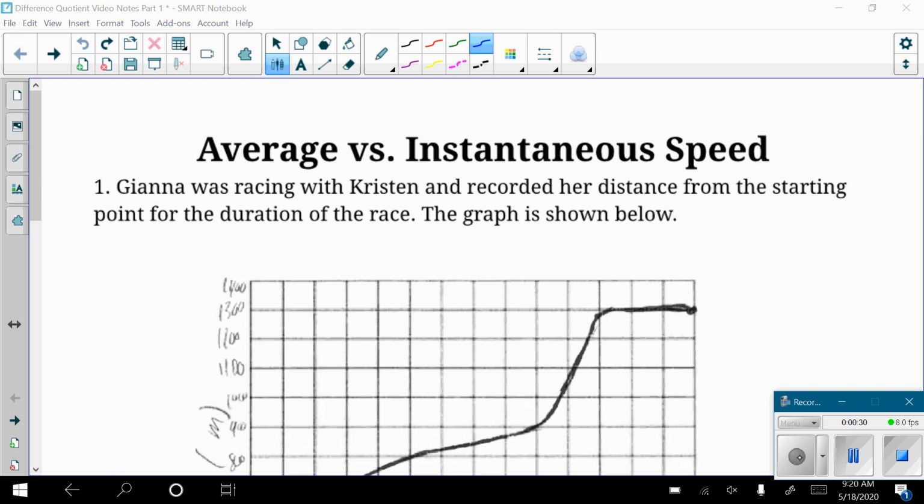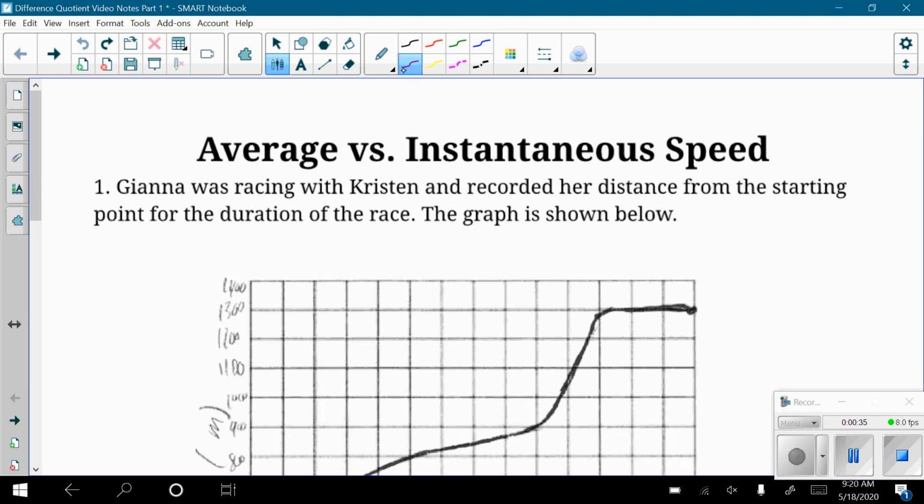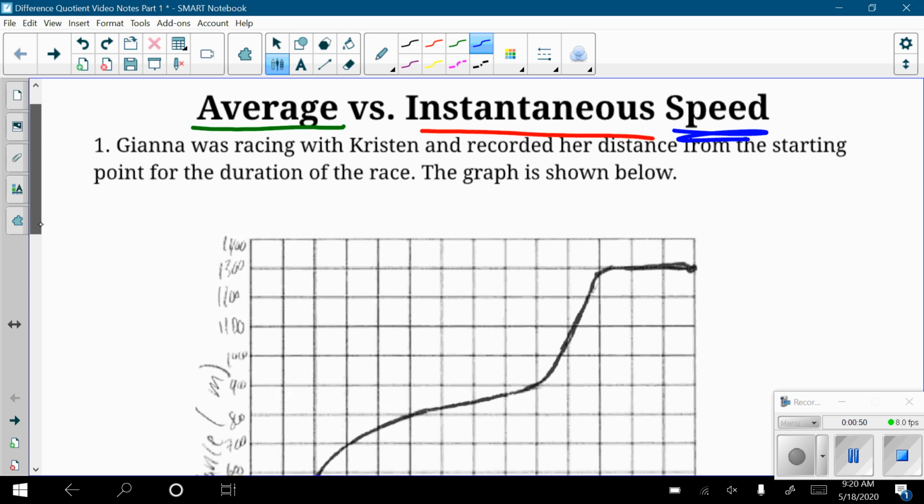Okay. So we're going to talk about something called the difference quotient. But before we do that, in order to help us understand that, we're going to think about the difference between average and instantaneous speed. So we're going to look at some word problems. We're going to think about speed. It's going to help us understand this difference quotient thing. Okay. So first problem we're going to look at.